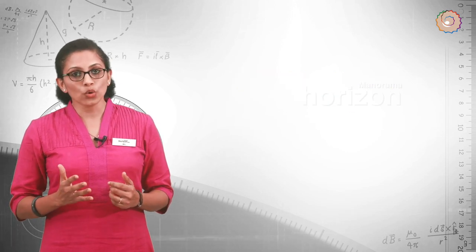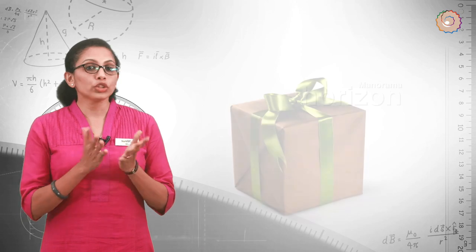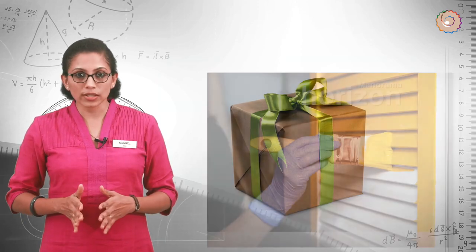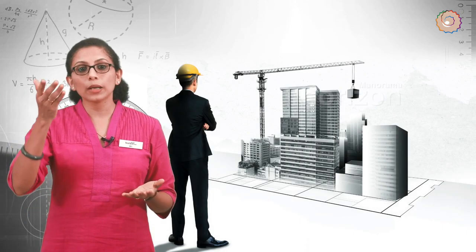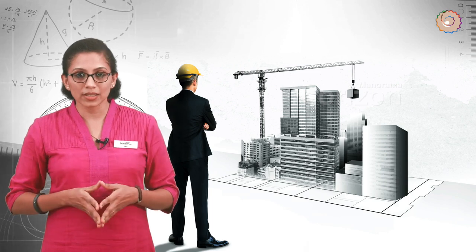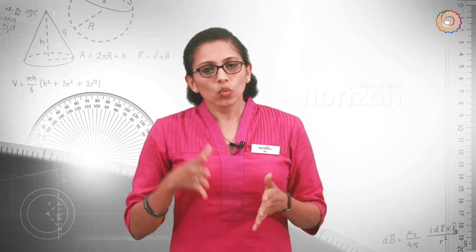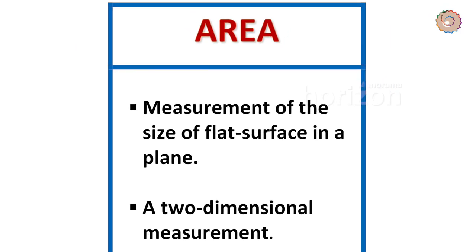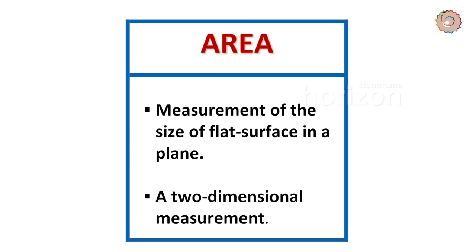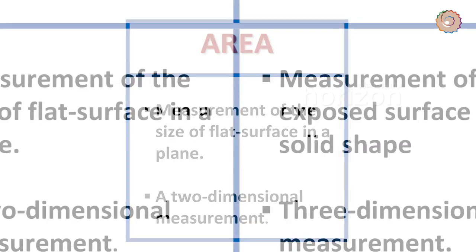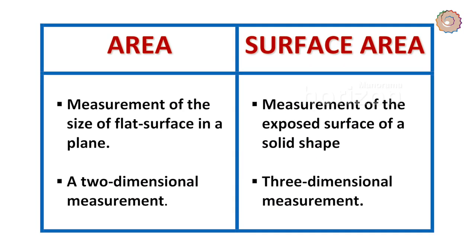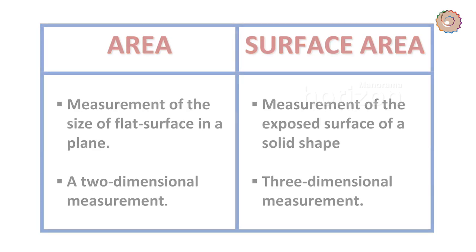Surface area is important to know situations where we want to wrap something, like wrapping a gift box, paint something, or eventually while building things to get the best possible design. Now, there will be a question that arises in your mind. What is the difference between area and surface area? Area is a measurement of the size of the flat surface in a plane. It is a 2-dimensional measurement. Whereas surface area is a measurement of the exposed surface of a solid shape and it is a 3-dimensional measurement.